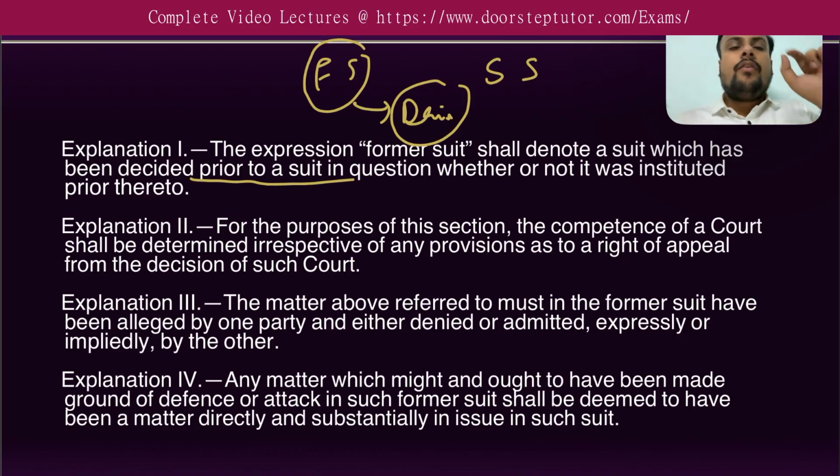Explanation 2. For the purpose of understanding the competency of the court, it shall be determined irrespective of any provisions with respect to appeal. Whether there is a right of appeal from the decision of that court does not matter. When we decide the competence, we decide whether the court has the competence to decide the matter in issue or not. If in that former suit the court had the power, the competence, then it will fall under the ambit of res judicata.